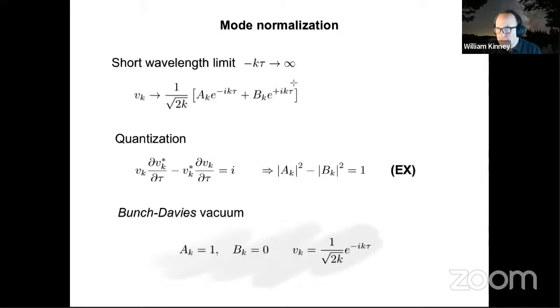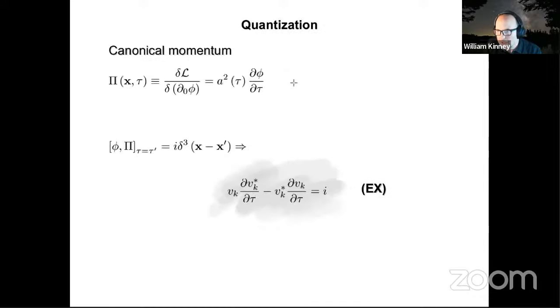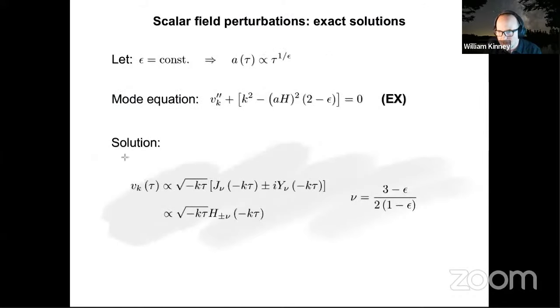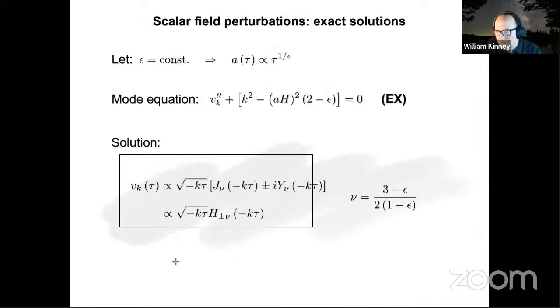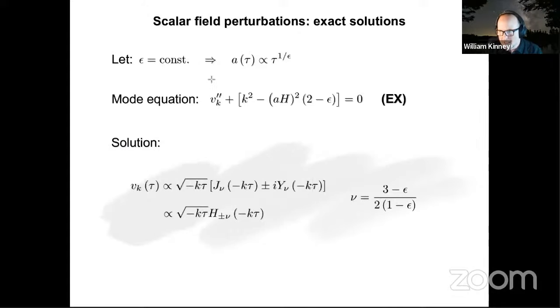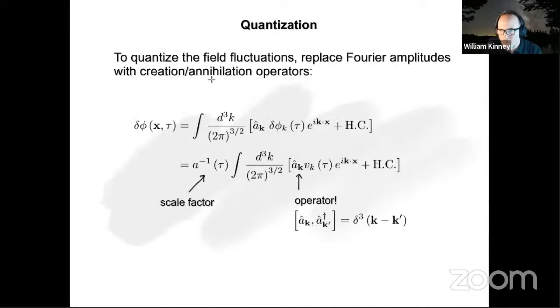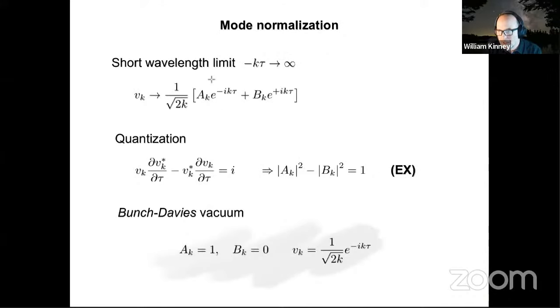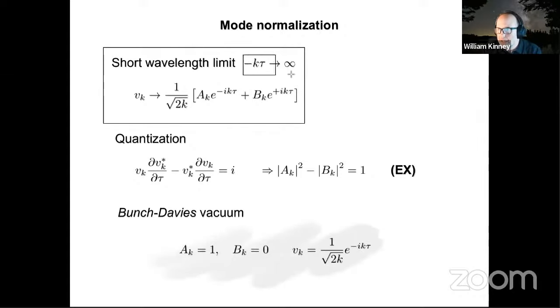So now let's look at the limits of these Bessel functions, right? So what we have here is we know the form of the solution, which is these Bessel functions. And now we also have a canonical commutation relation, which is a Wronskian condition on these Bessel functions. We can apply that canonical commutation relation to these Bessel functions, and we can normalize our field fluctuations. Here's how we do this. Let's take it in the short wavelength limit. The short wavelength limit is when the argument of these Bessel functions, minus k tau, goes to infinity, right? When this thing becomes large, it's short wavelengths.